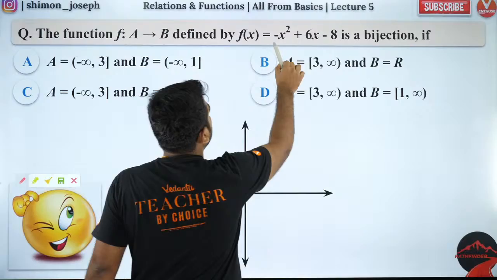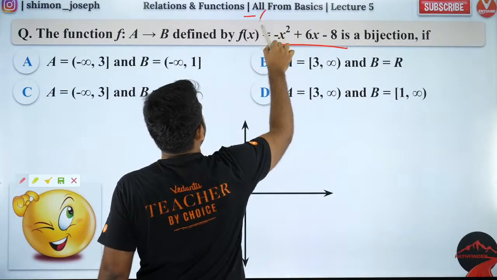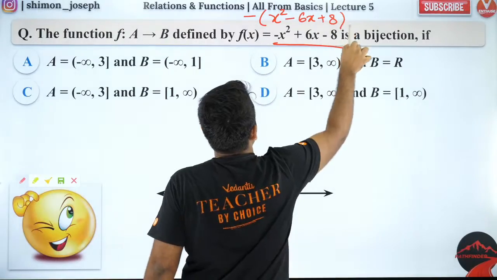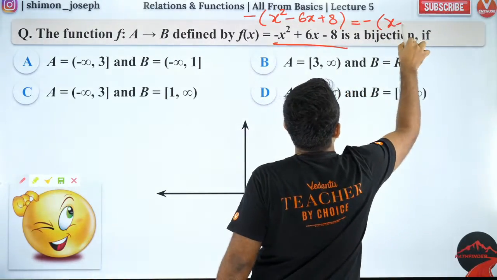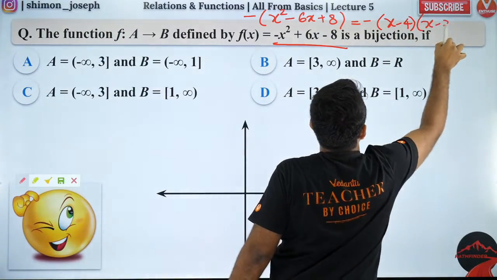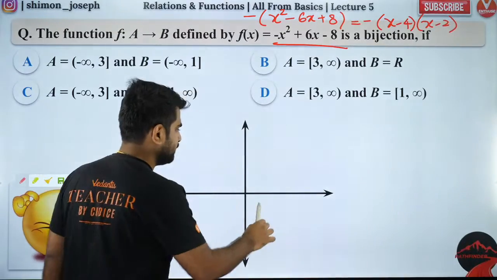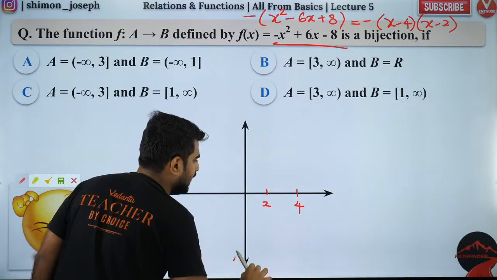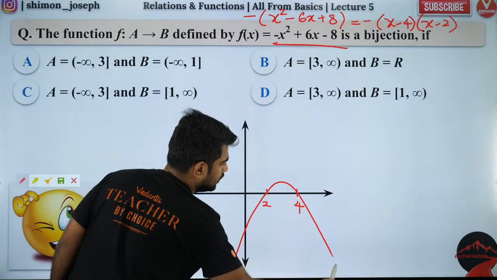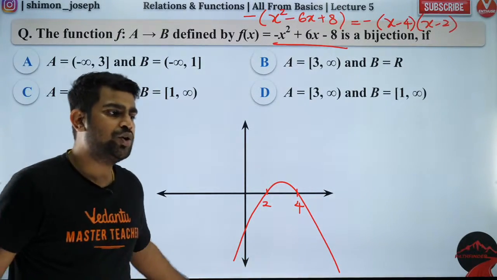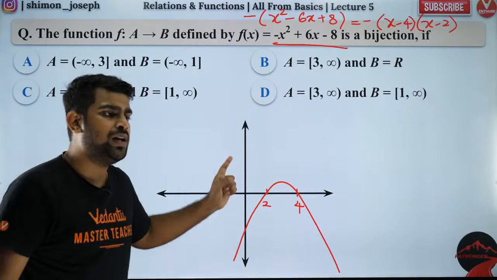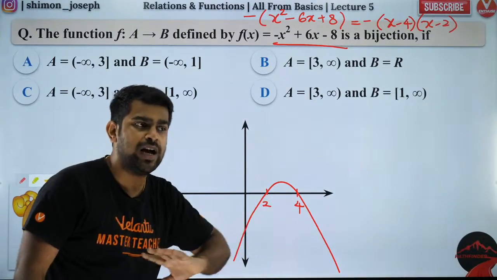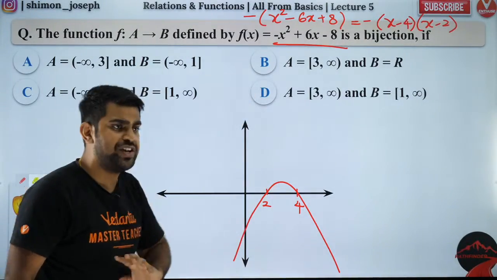Now, what are the roots of this quadratic equation? Can you try to solve that? It will be x square minus 6x plus 8, so it will be minus of (x minus 4) into (x minus 2). So the roots are 2 and 4. So the parabola will be like this. Do you all agree that this will be the graph of this equation?